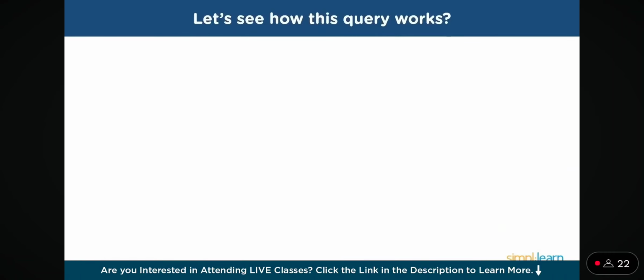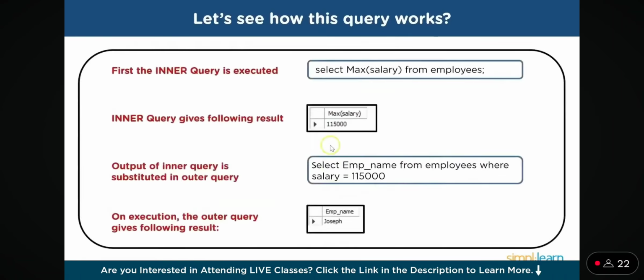Now if you want to break it down, here you can see first the inner query gets executed. Our SQL query will first execute the inner query that is present inside brackets, select maximum salary from employees. The result is $115,000, and then based on the returned result, our outer query gets executed.